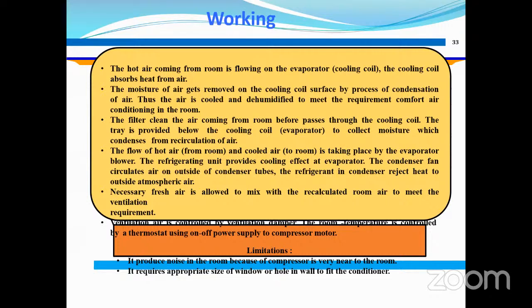The flow of hot air from room and cooled air to the room is taking place by the evaporator blower. The refrigerating unit provides cooling effect at the evaporator. The condenser fan circulates the air on the outside of condenser tubes. The refrigerant in the condenser rejects the heat to the outside atmospheric air. Necessary fresh air is allowed to mix with the recirculated room air to meet the ventilation requirement.